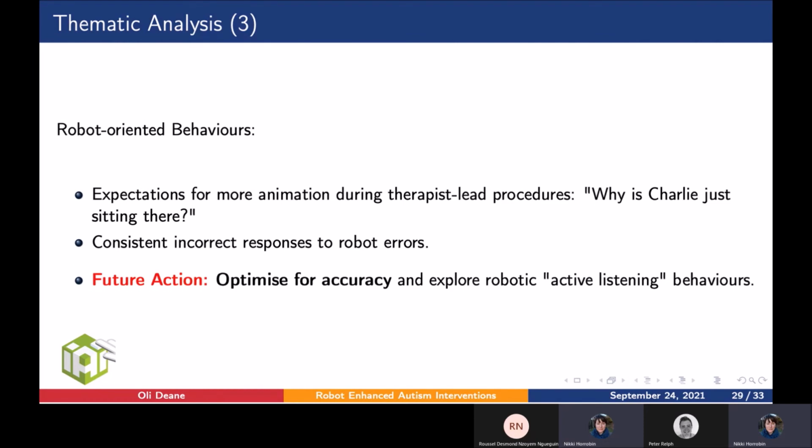And then finally is robot-oriented behaviours. So the child expected more animation during the therapist-led procedures. So Charlie's the name of the robot, and at one point it asks, why is it just sitting there? So perhaps having an active listening module would give the impression that the child and the robot were learning from the therapist together. And in that way, the child maybe was less distracted, but also more engaged in what the therapist is saying and the task in hand.